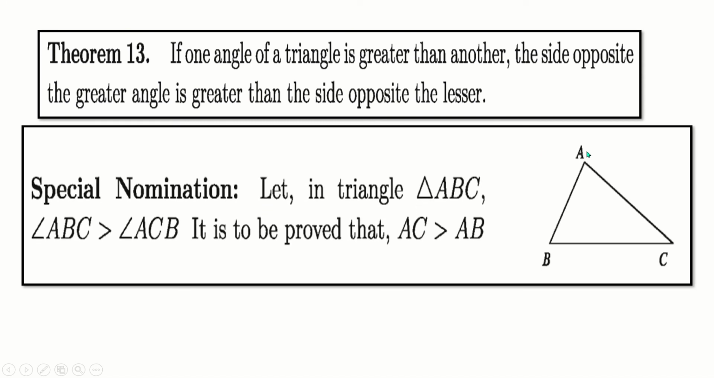That means if angle ABC is greater than angle ACB, then we can say the side opposite to the greater angle, here greater angle ABC, so the opposite side of the greater angle, that is AC, will be greater than the side opposite to the smaller angle. Here smaller angle ACB, the opposite side of angle C, this is equal to AB. So AC is greater than AB. We have to prove this.